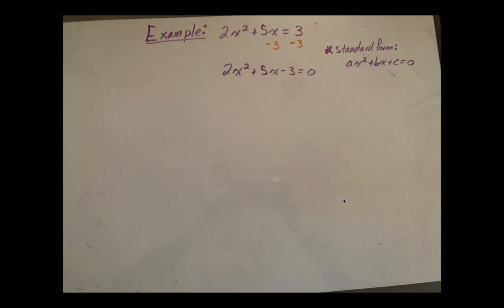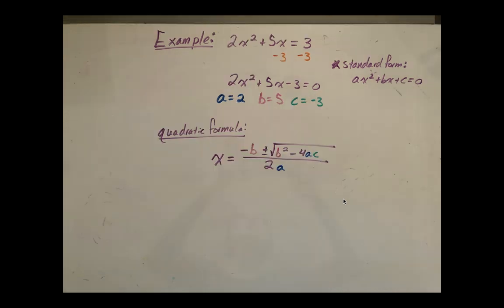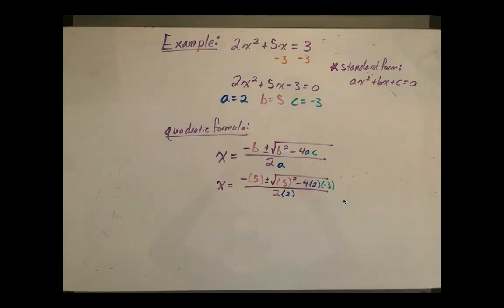Now that it's in standard form, we can see that a is 2 because that's the quadratic coefficient, b is 5 because that's the linear coefficient, and c is negative 3 because that's the constant. So the quadratic formula, once again, x equals negative b plus or minus the square root of b squared minus 4ac all over 2a. So we plug in those values for a, b, and c.